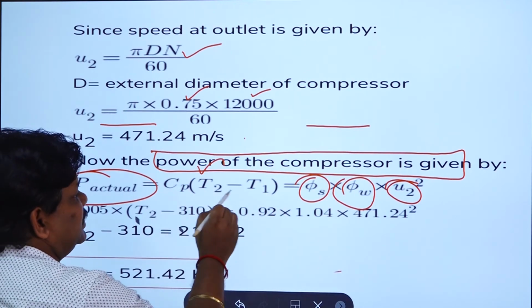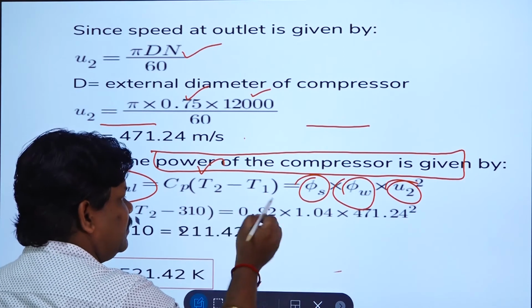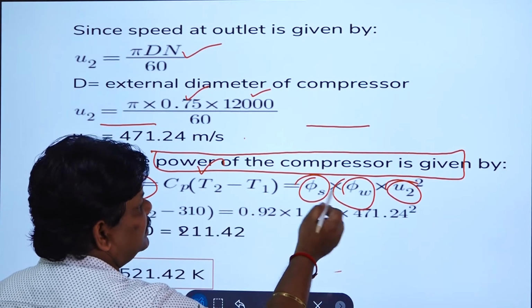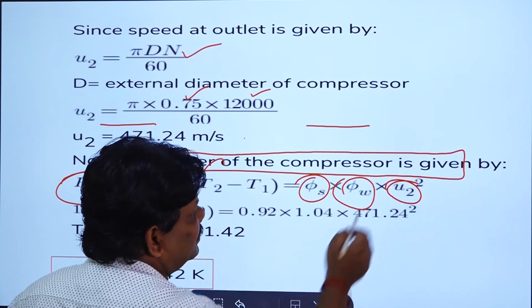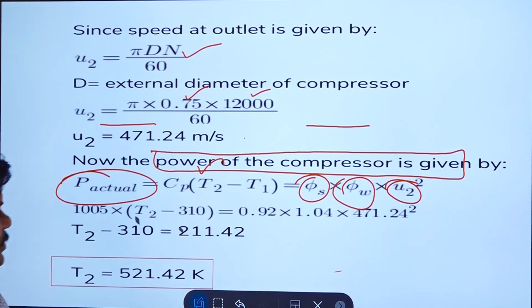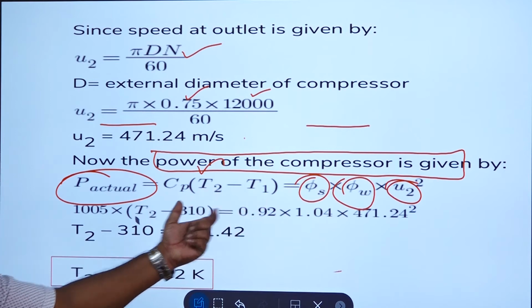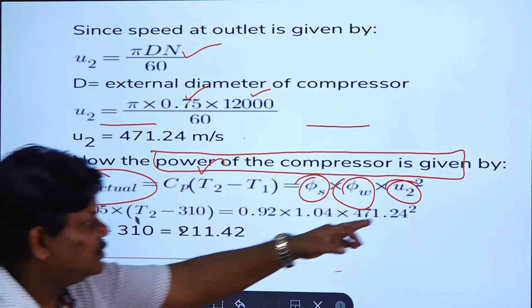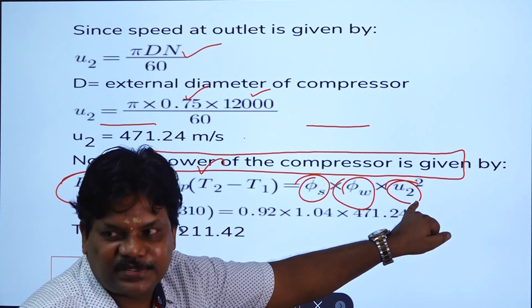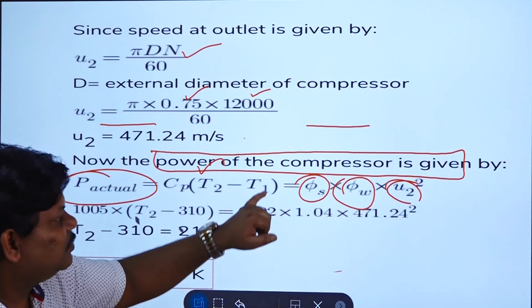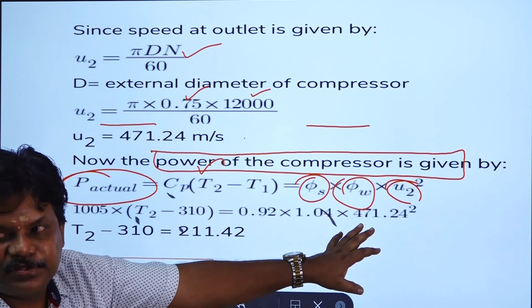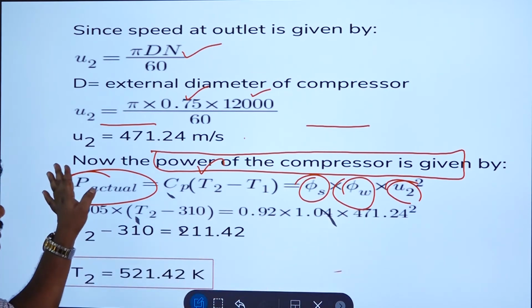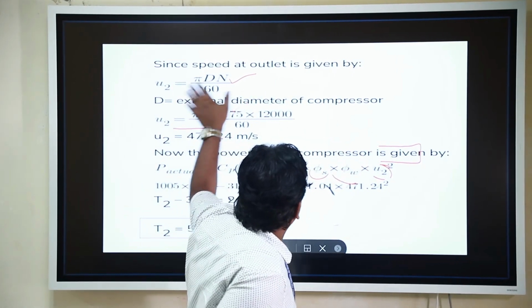The thing is, the power equation for the compressor should be known to you. That is Cp into T2 minus T1. You can equate this with the product of the slip factor and the work factor with the square of the velocity. If you know this equation, you can directly substitute. U is pi d n by 60, known to you. T1 is given to you, Cp is known to you. So directly you can substitute in this equation and find it. So these are all direct question types.